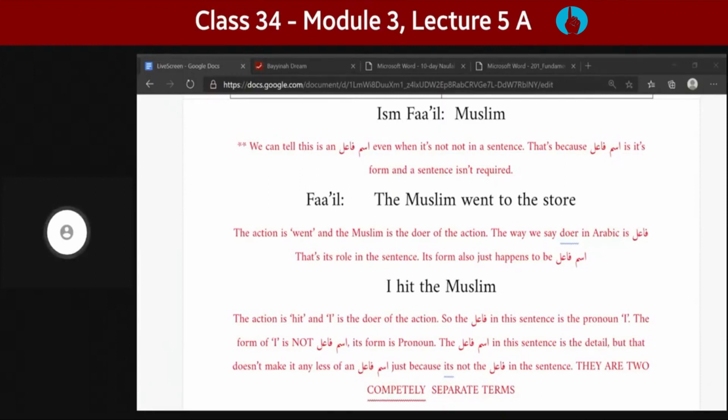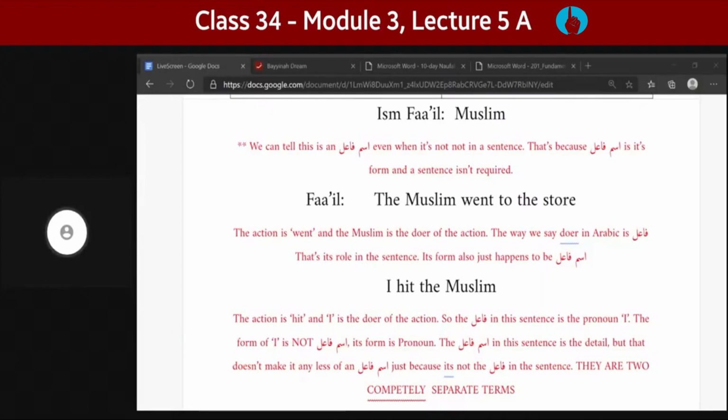No, Princess Castle, you're misunderstanding. Ustad didn't say that ism fa'il, its function in the sentence, is always the doer. He's saying that the word itself represents somebody who does something. A Muslim is somebody who submits. The action of submitting is already included in the word Muslim. That's what he means by it's the doer of an action, not that whenever you see it in a sentence, it will always be doing the action.